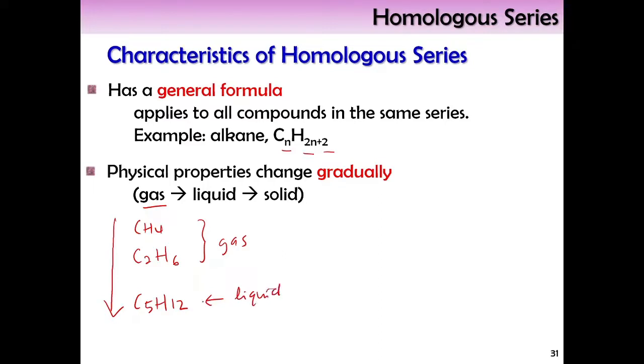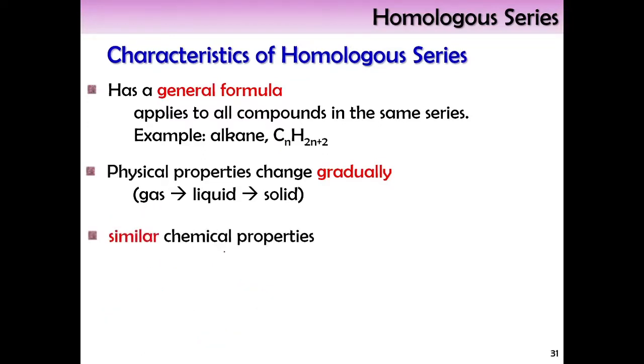Okay, why will it become liquid? Because of stronger intermolecular forces between the molecules. And so on, and maybe you will find C10 becomes solid maybe. But you need to check the properties. We are not sure. What I want to say is that down the homologous series, the larger the carbon atom, the physical properties will change gradually.